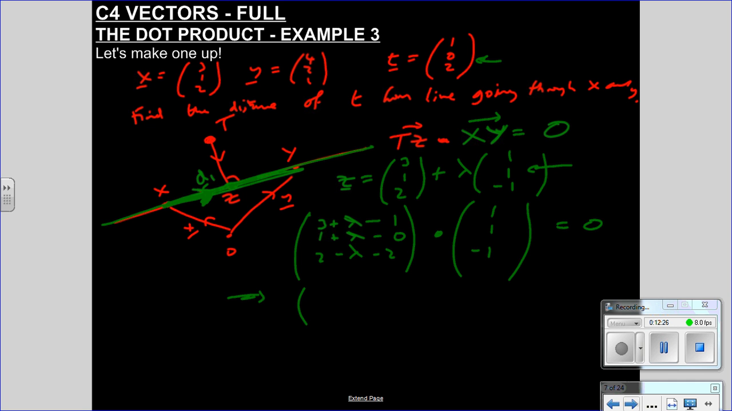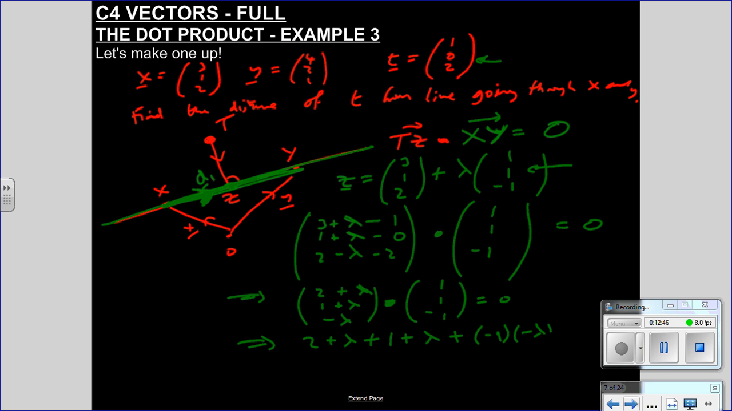So therefore, let's clean this up. 3 take 1, 2 plus lambda, 1 plus lambda, 2 take minus 2 is 0. Dot 1, 1, minus 1 equals 0. So now, dot product, top times top, 2 plus lambda, plus middle times middle, 1 plus lambda, plus minus 1 times minus lambda equals 0. So I hope I haven't made up one which falls on the line. So that's going to give you 3 lambda on the left equals minus 3 on the right. And therefore, lambda must equal minus 1.